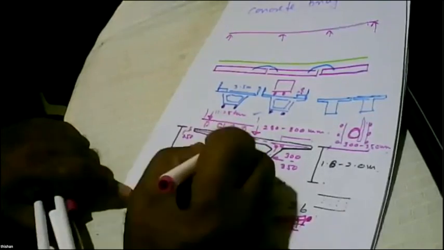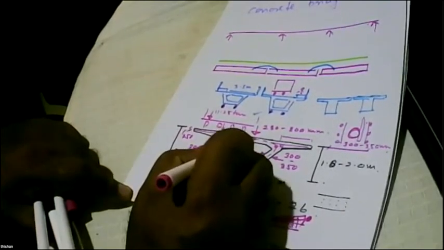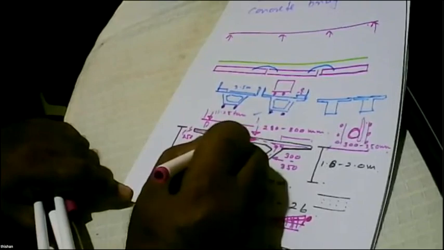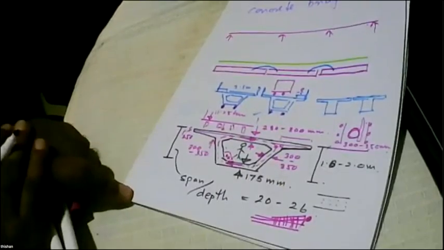But the modern trend is to go for external pre-stressing. So we might have some pre-stressing tendons outside the beam, so inside the beam, but outside the web. So depending on all those requirements, we might need 50 to 75 millimeter adjustment in these numbers.